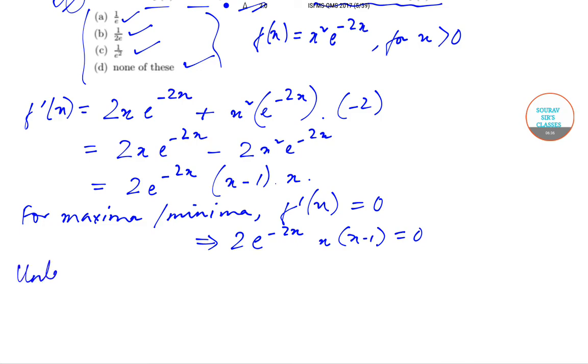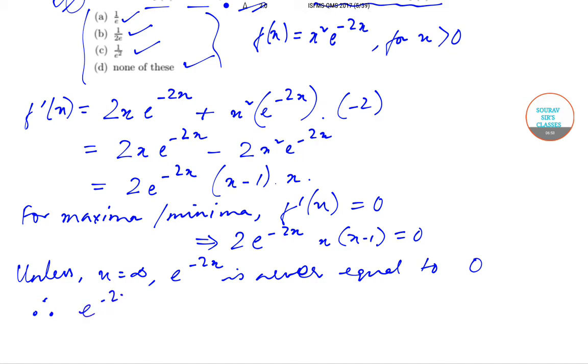Now unless x is equal to infinity, e to the power minus twice x is never equal to 0. Therefore e to the power minus of twice x is never equal to 0. So this implies that x into x minus 1 is equal to 0, and this implies that x is either equal to 0 or it is equal to 1.